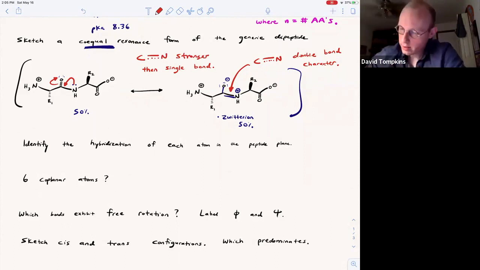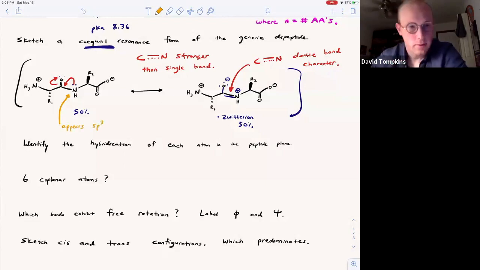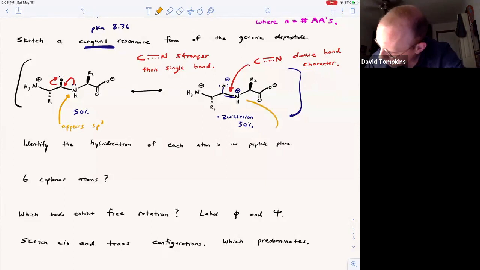So in the left structure, the nitrogen appears to have 4 electron domains, and it appears to be sp3. But if it were sp3, then the lone pair would not be able to reside in a p orbital, because sp3 atoms hybridize all of their p orbitals. But now, in the zwitterionic resonance form, the nitrogen appears to be sp2. And that is the true story. It is actually sp2 always.